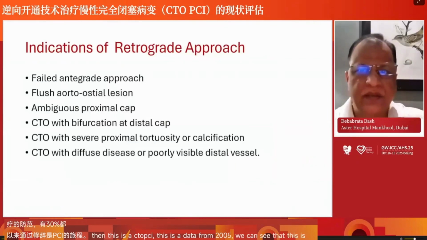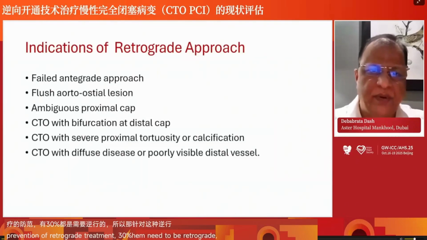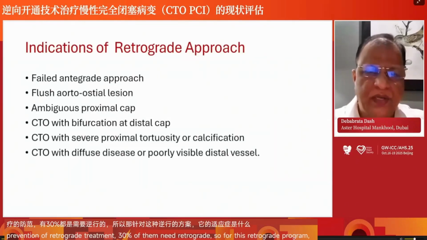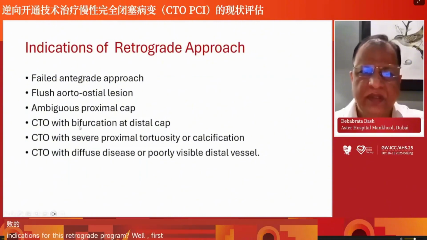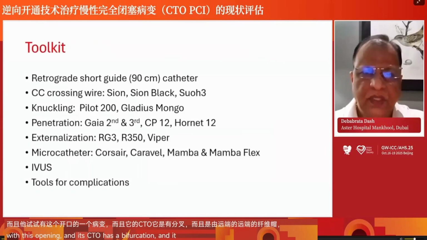So what are the indications of retrograde approach? It is indicated in failed antegrade approach, plus aorto-ostial lesion, ambiguous proximal cap, CTO with bifurcation at distal cap, CTO with severe proximal tortuosity or calcification, CTO with diffuse disease or poorly visible distal vessels.